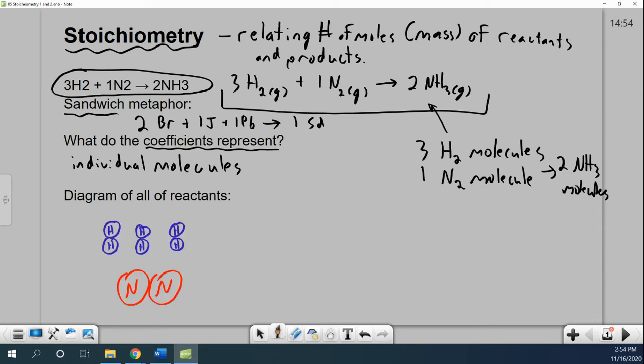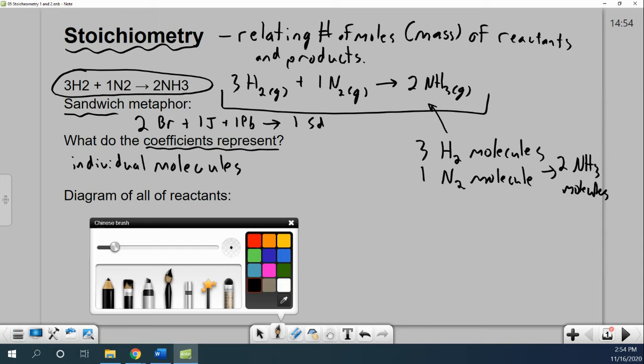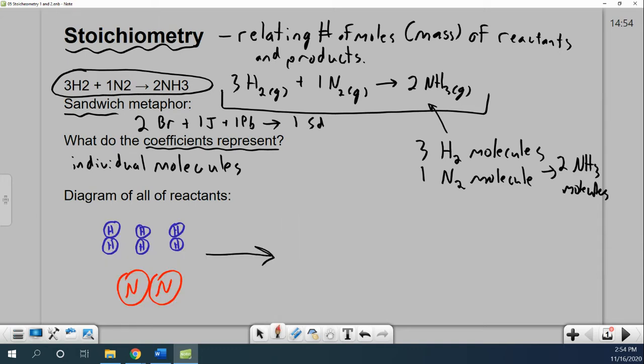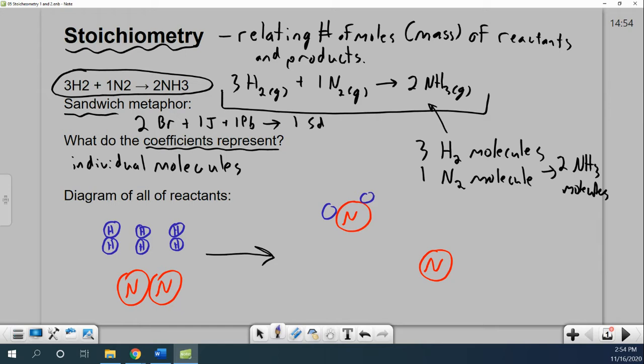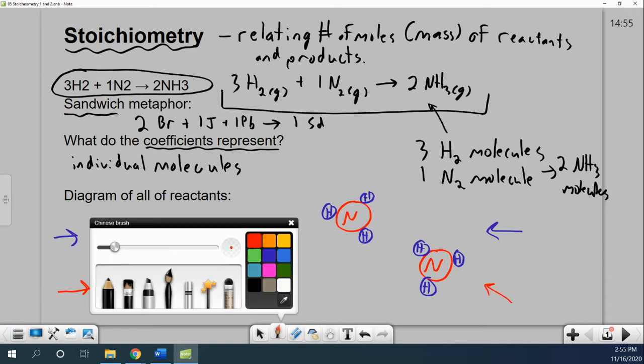If I put those together, it can form 2 sets of NH3. There we go. So you can see that on the left side, I have 6 hydrogens, and on the right side, I have 6 hydrogens. If I switch over, my left side is 2 nitrogens, my right side is still 2 nitrogens. All I've done is rearrange them.